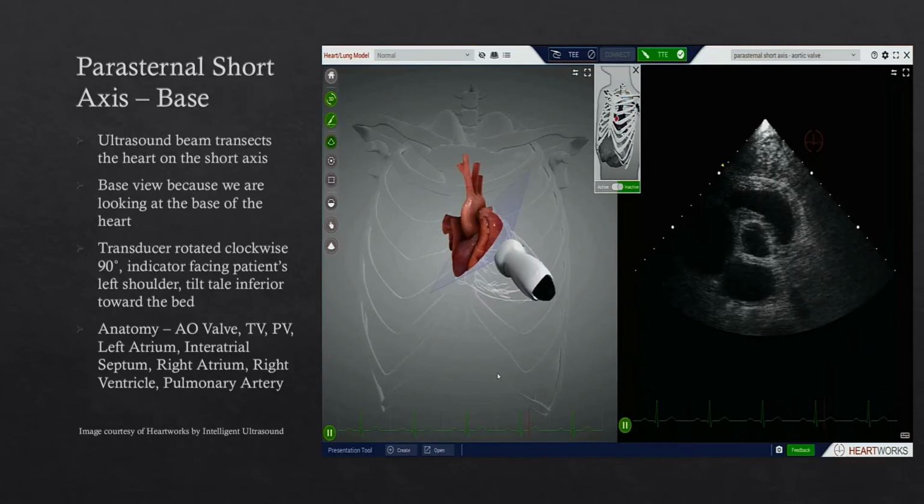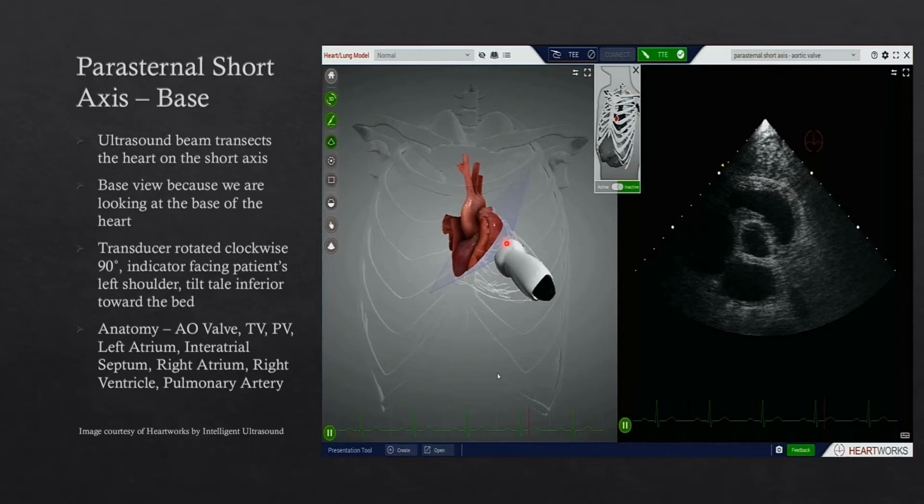And so those are our basic views for our parasternal long axis window. Now we're going to talk about our short axis. To obtain this short axis, instead of our transducer indicator facing the patient's right shoulder, we're going to rotate roughly 90 degrees to where that indicator is now facing the patient's left shoulder. So instead of cutting it lengthwise, now we're cutting it on the short axis.